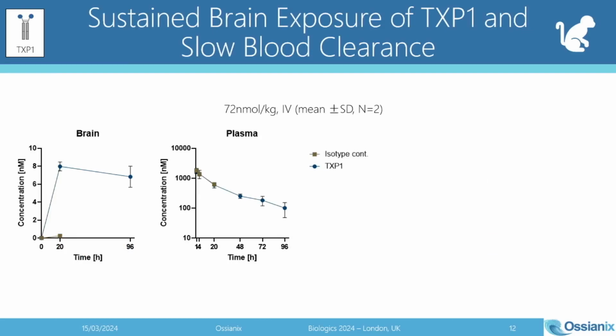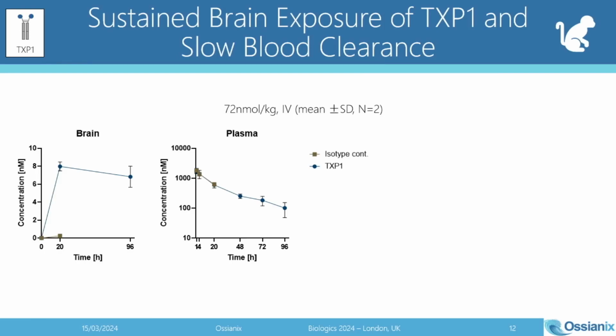Now, a little bit of the PK data that we have for TXP1. We would like to have more data, but that's what we have so far. Looking at the brain concentration on the left-hand side, we tested animals dosed at 72 nanomole per kg. This is 5 mg per kg. And looking in the perfused brain at day 1 and day 4, you can see there's practically unchanged level of TXP1 in the brain over that 4-day period.